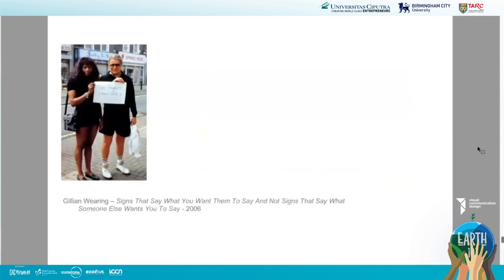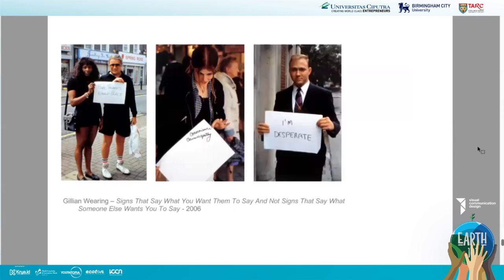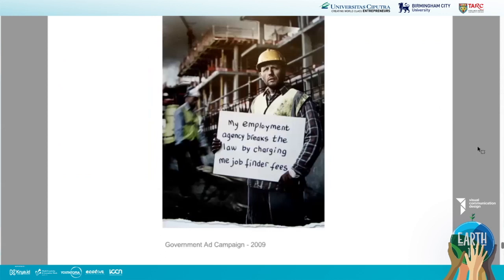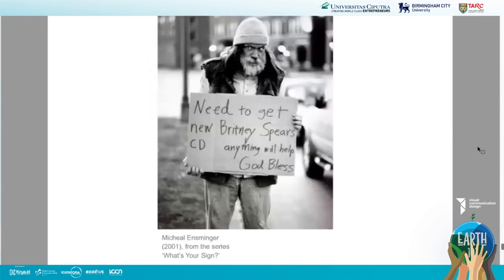That idea is then reused by Gillian Wearing. Again, something very similar. It's called Signs That Say What You Want Them to Say and Not Signs That Say What Someone Else Wants You to Say. Taking the same concept and just writing on how they feel, what they think, or entire quotes from books, from the Bible as well. It's been used ad infinitum. Governments use it. It's a kind of shorthand. It works.